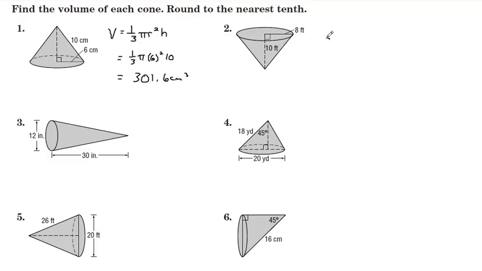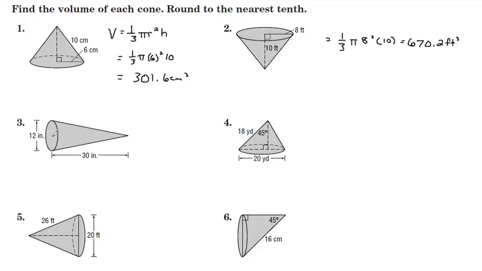Number 2, again our formula 1/3 pi r squared, radius is 8, so 8 squared, times the height of 10. That gives 670.2 cubic feet.